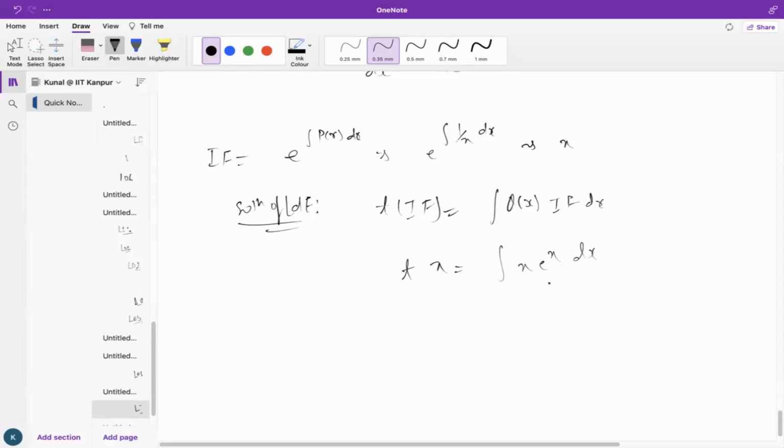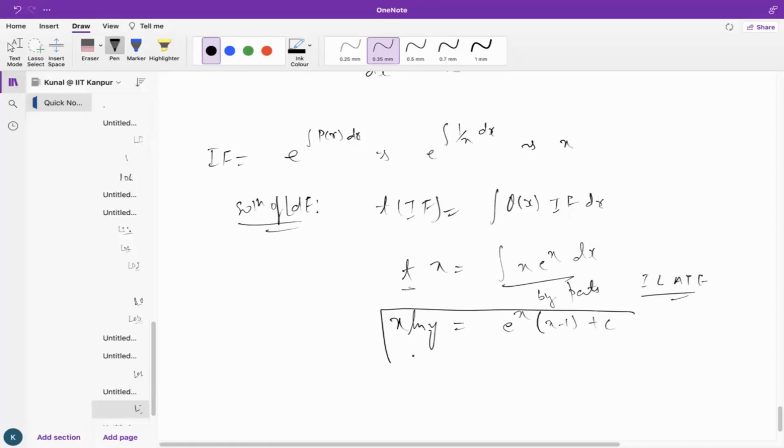This is actually a simple problem. We can solve it by using integration by parts. So here now substitute the value of t. So it will be x ln y is equal to, by using by parts here, and why Euler's rule? You all are familiar with this. So we will get e to the power x into (x minus 1) plus some constant.